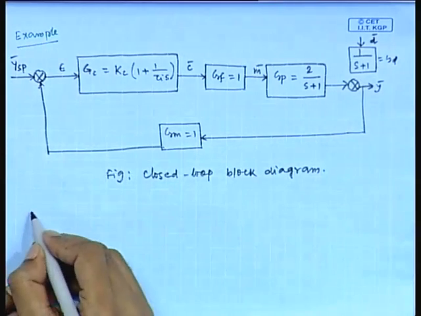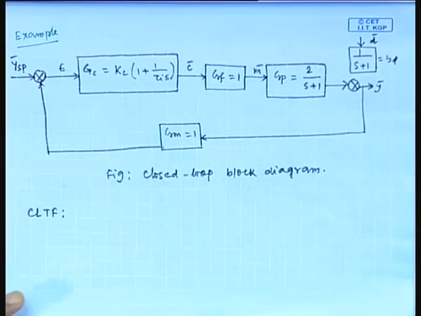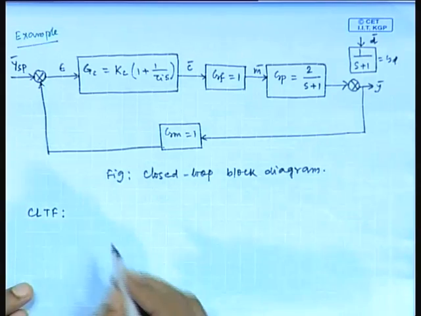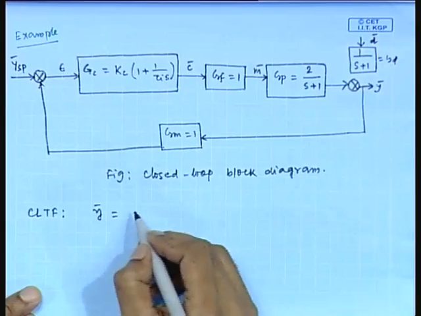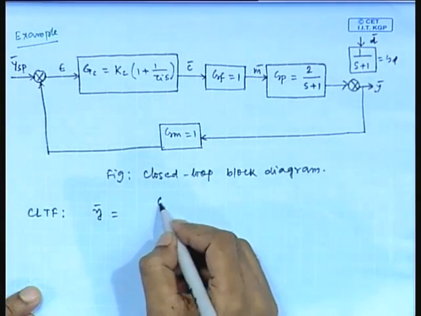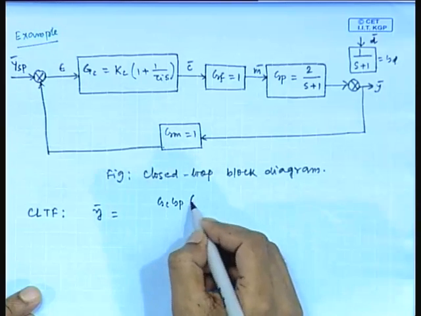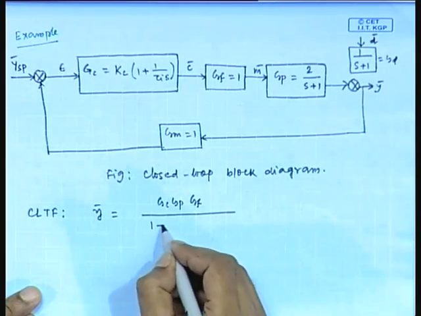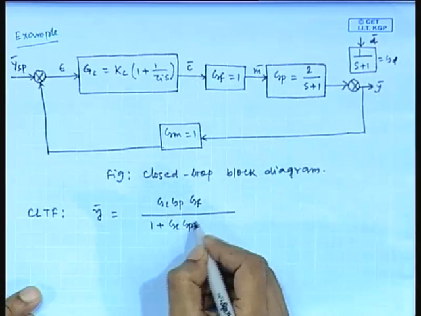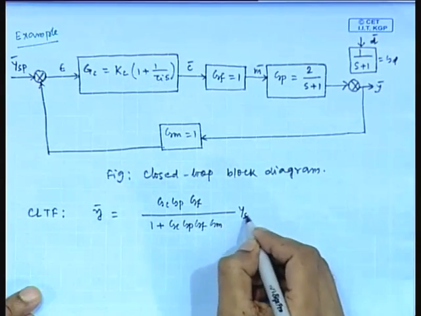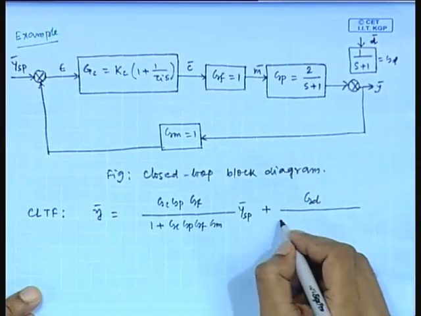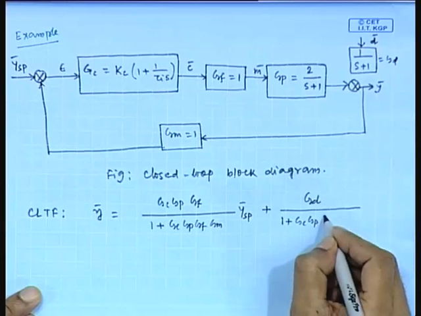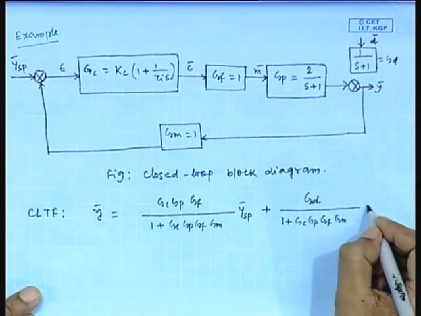Now we will try to derive the closed loop transfer function. The general form of the closed loop transfer function is written as y bar equals Gc Gp Gf divided by 1 plus Gc Gp Gf Gm times y set point bar, plus Gd divided by 1 plus Gc Gp Gf Gm times d bar.